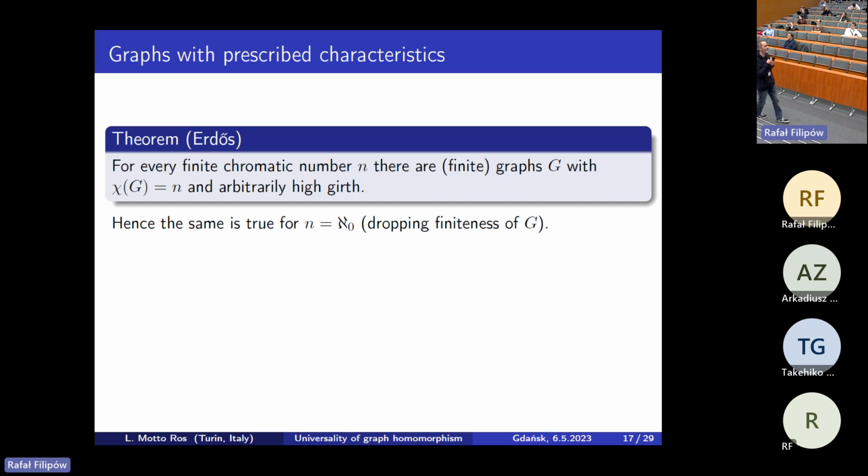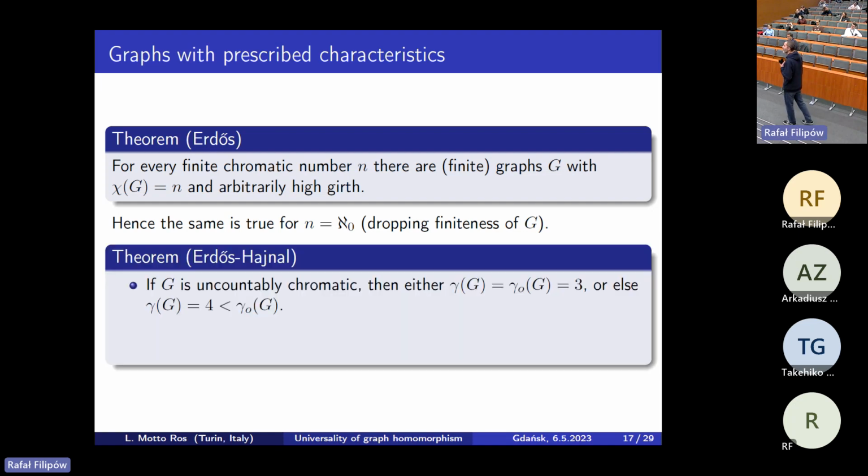So for example, there is this famous theorem of Erdős saying that for every finite value for the chromatic number, you can find a finite graph with that chromatic number and arbitrarily high odd girth, or even arbitrarily high girth, actually. And from this you get the same for Aleph 0 as the chromatic number. It's very easy. What about uncountable chromatic number?